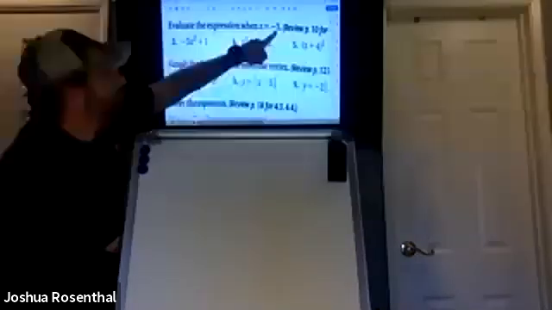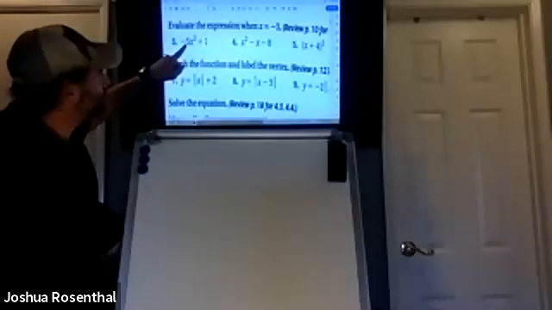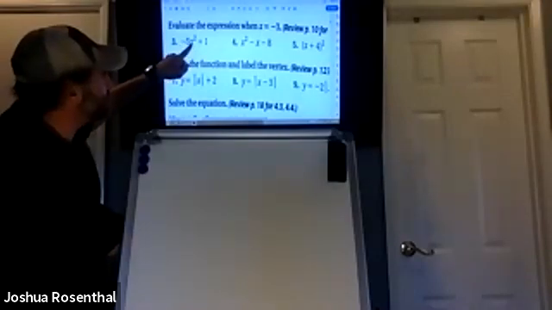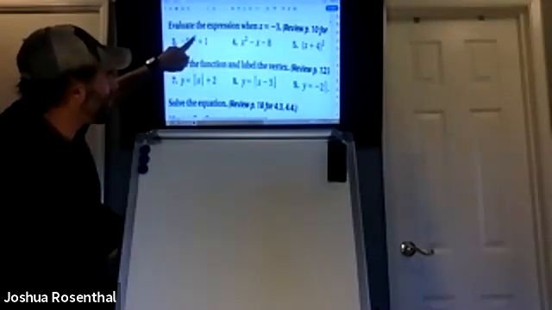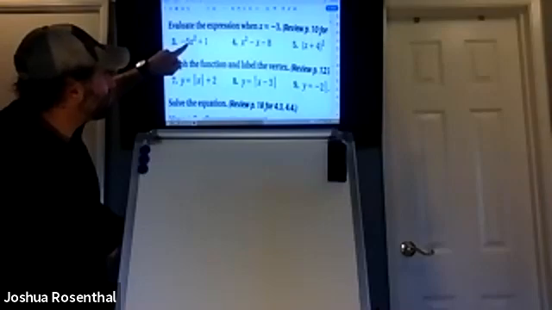X equals -3. You plug that in. What we don't want is students to multiply it by -5 first. You want to square it first, get 9, and then get -45. Now it's -44.